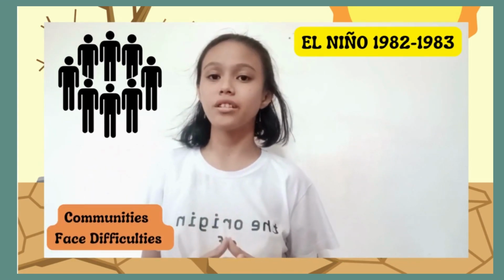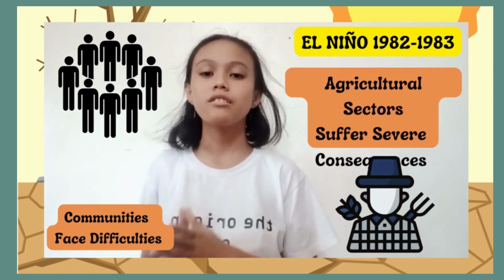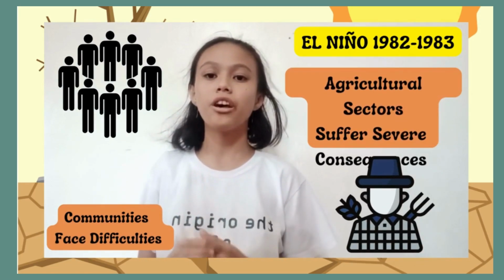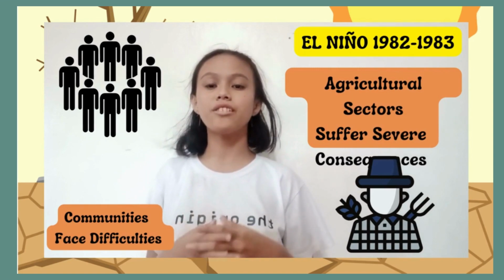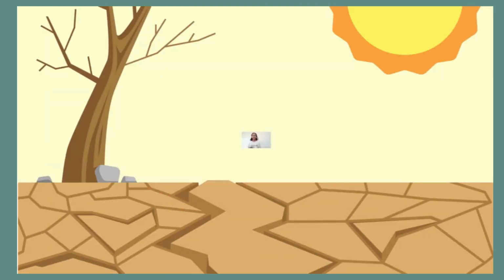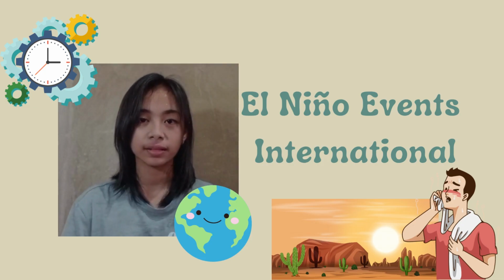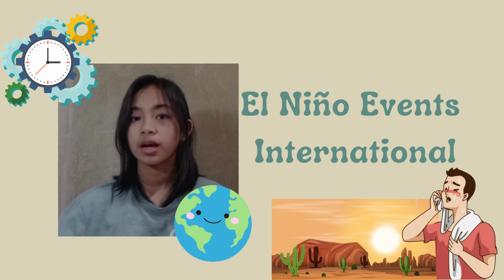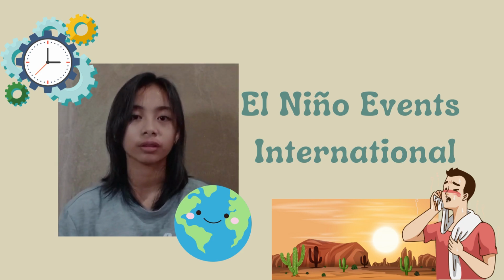Communities faced difficulties, and the agricultural sector suffered severe consequences. The El Nino-related drought had devastating effects on these regions. Here are some El Nino events that have happened over the years, and these are international cases.